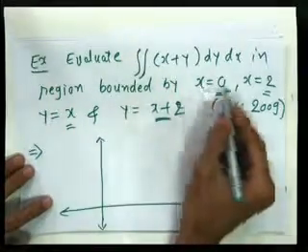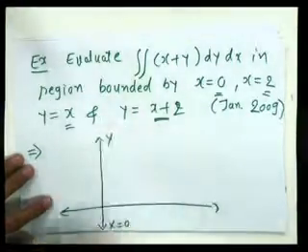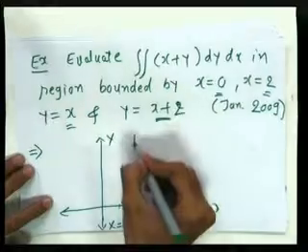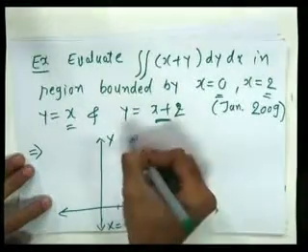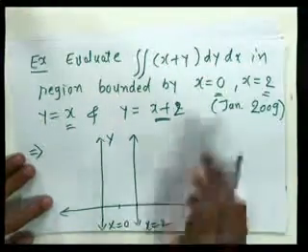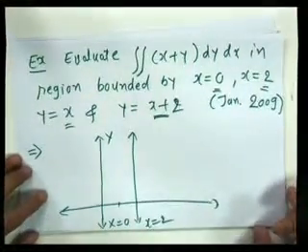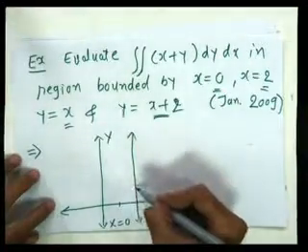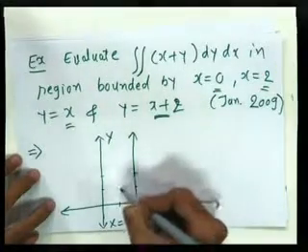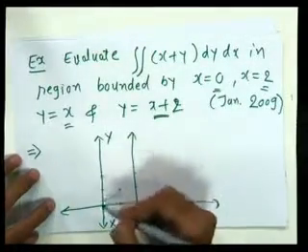First I will draw x = 0, that is our y-axis, and then x = 2, suppose this is 1, this is 2. This is our second line. Then the third line is y = x. We know that y = x is the line which is passing through the origin. This is, for example, 1, 2, this is our origin. So the line is passing through (0, 0), (1, 1), (2, 2).